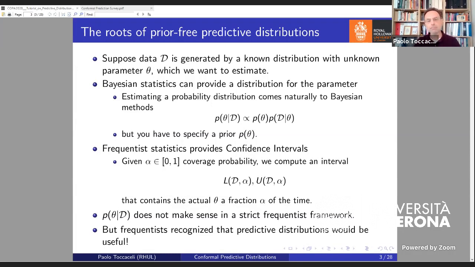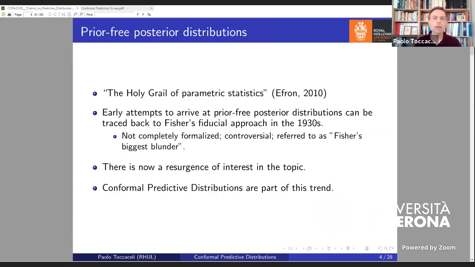However, frequentists recognized that a similar concept, a predictive distribution, would be very useful. And it is so useful that recently some statisticians defined the problem of prior-free posterior distributions as the holy grail of parametric statistics.